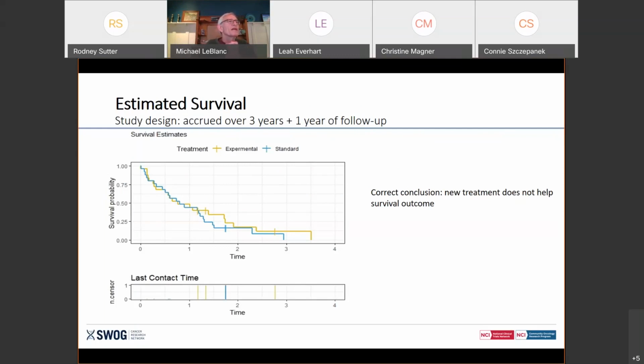If you look at these two curves at 1 year on the horizontal axis, about 50% of the people are surviving on both arms. Those curves are on top of each other. So the conclusion here is that the new treatment does not help with survival outcome. This is a result of this study, that you should not move this new treatment forward. It's not being helpful. Those curves are on top of each other.